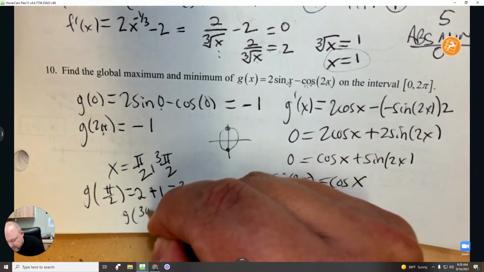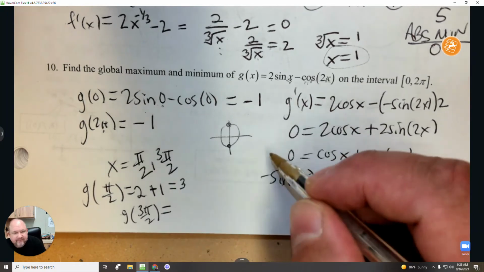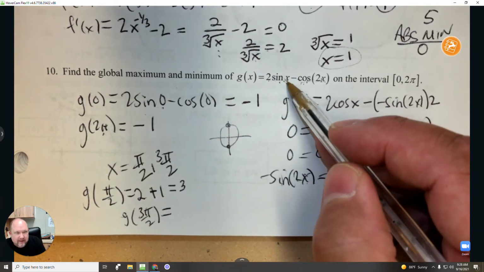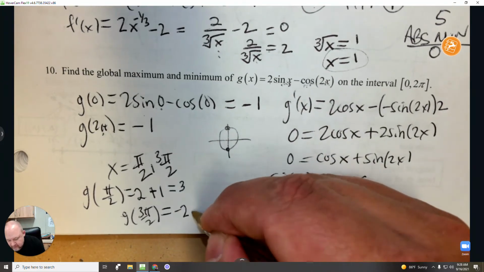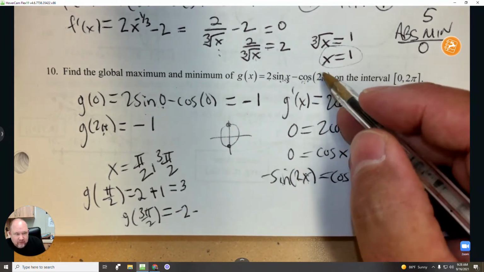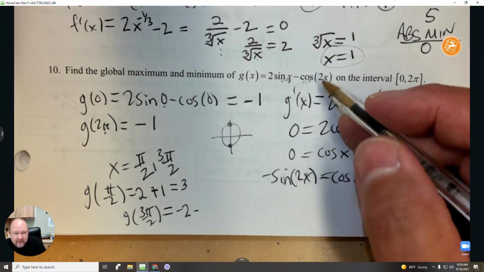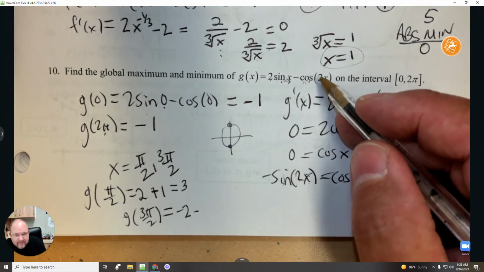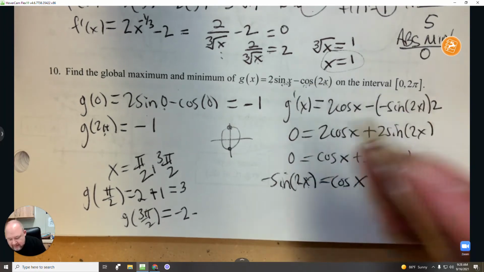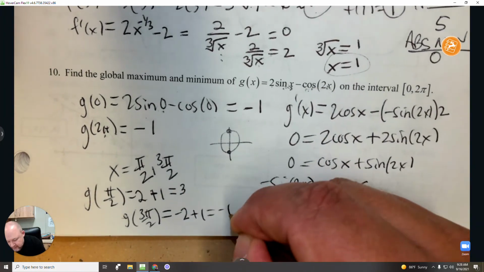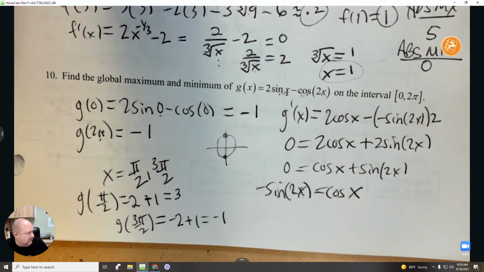The value at 3 pi over 2. So sine at 3 pi over 2 is negative 1. So that's negative 2. Again, 3 pi over 2, the 2's cross out. 3 pi is in the same location as pi. So that's negative 1. And a negative times a negative is plus 1. So this answer is negative 1.